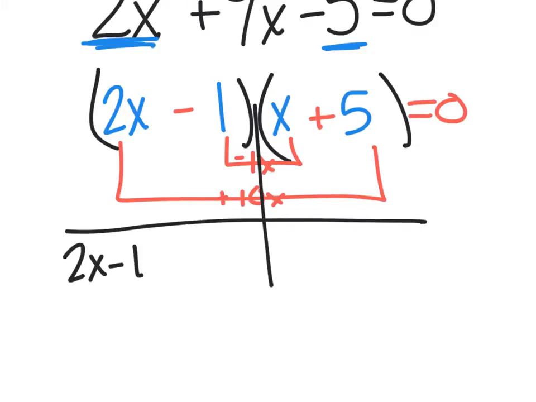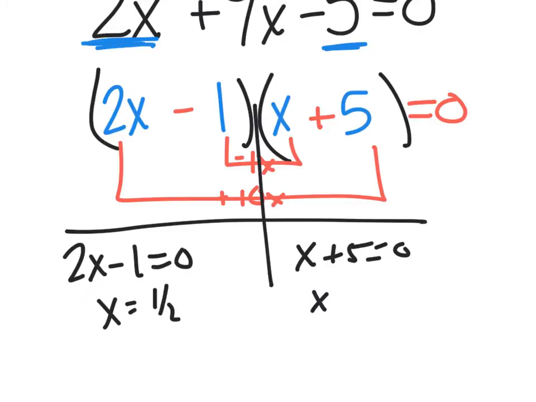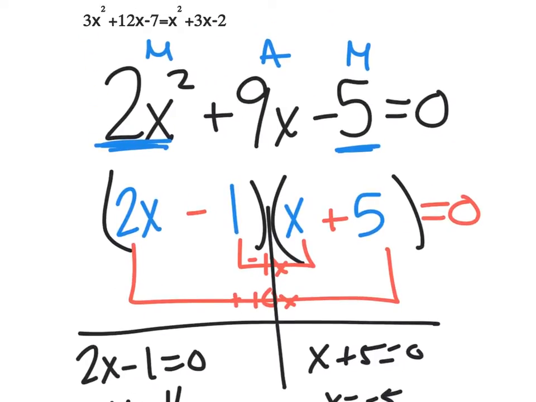2x minus 1 has to equal 0, and x plus 5 has to equal 0. So I get x equals 1/2, and x equals negative 5. So again, two solutions, and I certainly could have anticipated that because I have two x's.